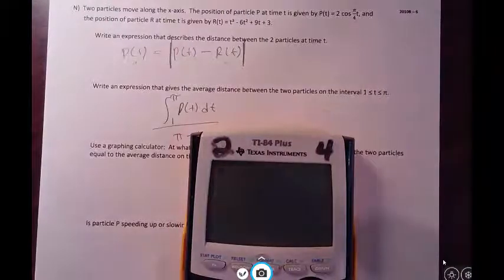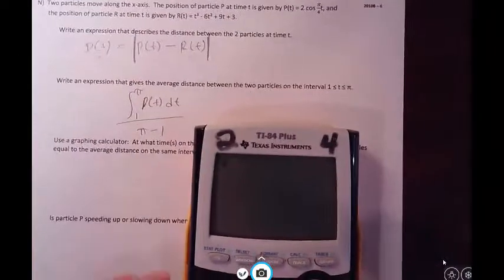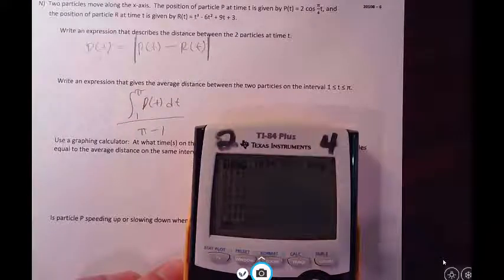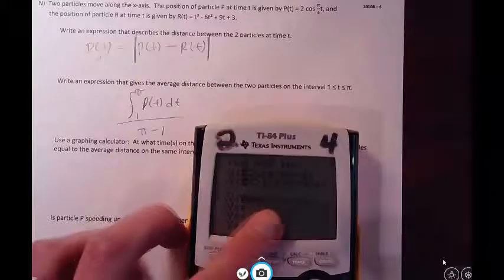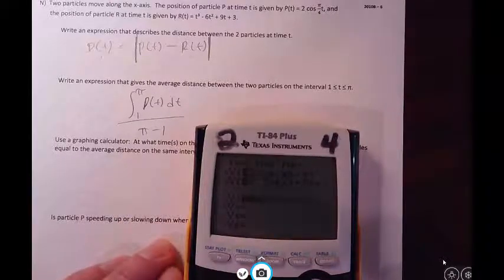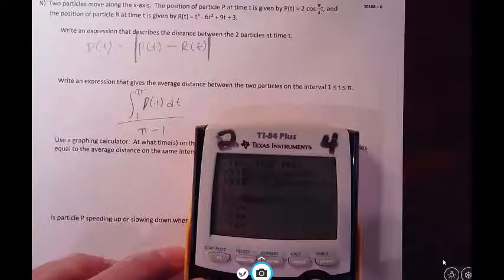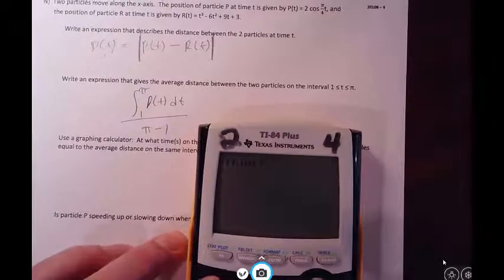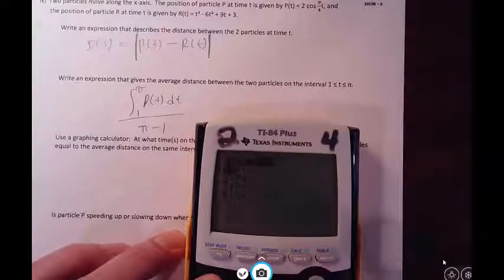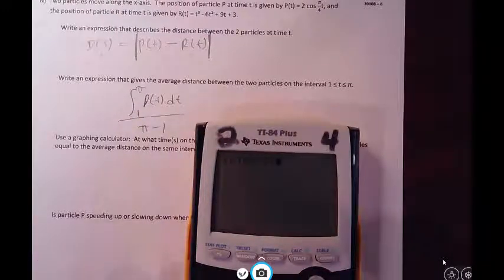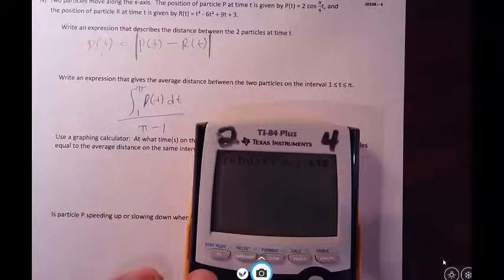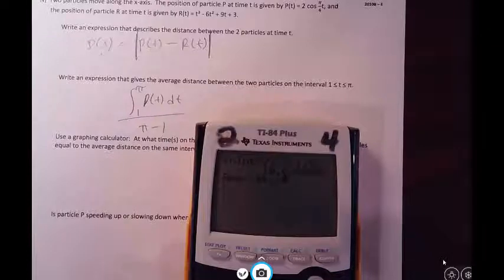I'm going to get to a clear command screen, and I'm going to actually do the integration. So I'm going to do the definite integral. That was y3. I already have the absolute value of y1 minus y2. I've already got a name for that. It's called y3. I'm going to integrate in terms of x, because I typed x on my calculator, from 1 to pi. And then I'm going to divide that answer by, in parentheses, because there are 2 terms that I'm dividing by, pi minus 1.